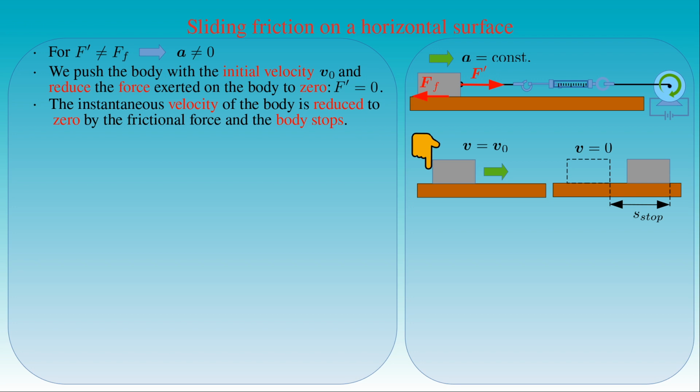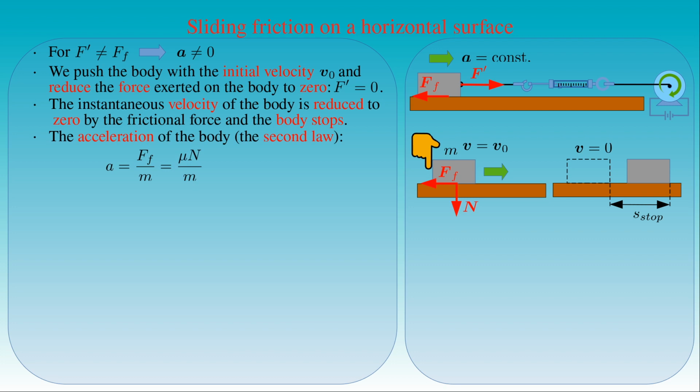We can apply the second law of motion to determine the magnitude of the acceleration A of the body, which is given by the ratio of the magnitude of the frictional force acting on the body to its mass m. We already determined the magnitude of the frictional force of the horizontal sliding as the coefficient of the sliding friction times the magnitude of the normal force acting on the body. Then the magnitude of the acceleration A is equal to the coefficient of the sliding friction mu, times the magnitude of the normal force N, divided by the mass m.